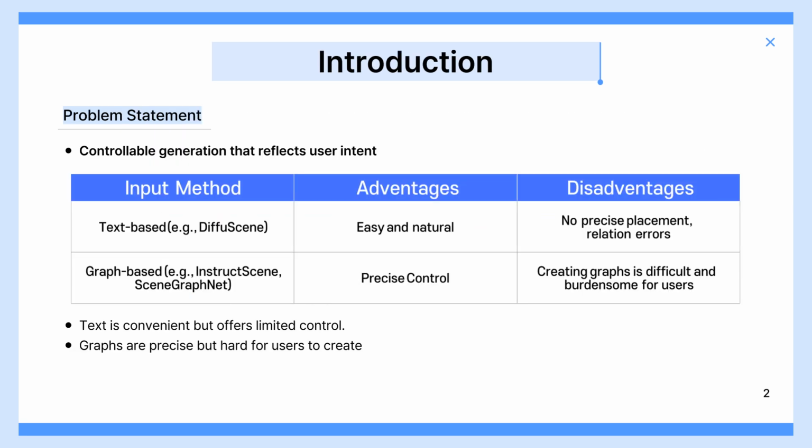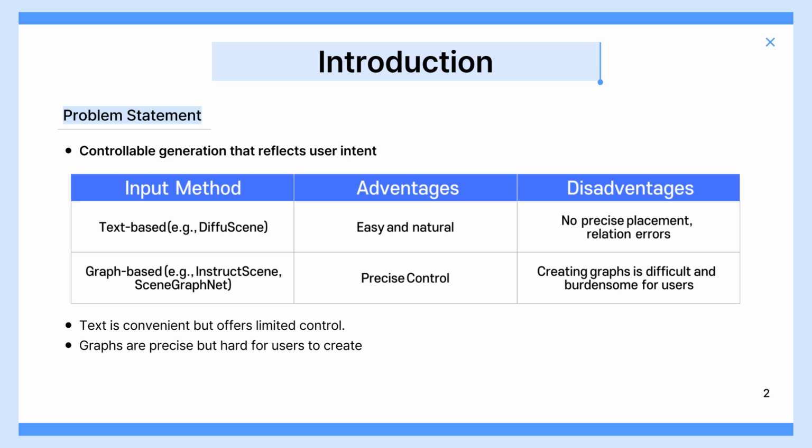Here I will explain the problem that FreeScene aims to solve. When we want to generate a scene that accurately reflects a user's intention, we need a method that is both easy to use and highly controllable. However, current approaches always sacrifice one of these aspects. Text-based methods are easy and natural to use. However, they often fail to place objects precisely, and spatial relationships can easily be incorrect or inconsistent.